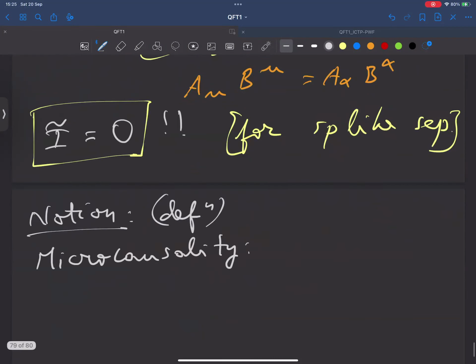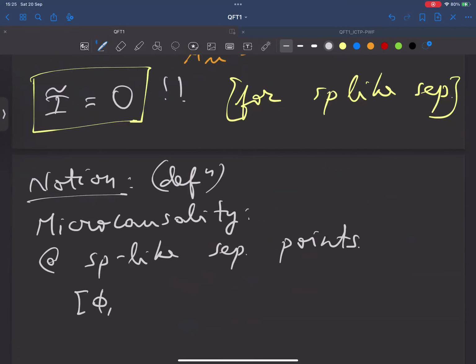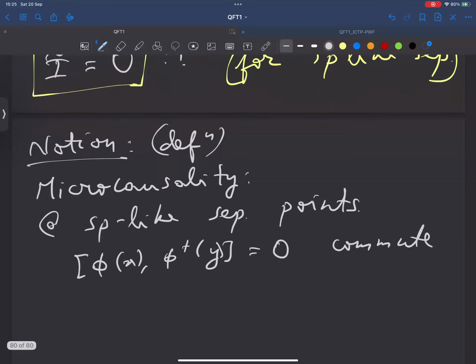So at space-like separated points, fields like phi x and phi dagger y, they commute. Because they commute, you can independently work with them when they are space-like separated. And now we will see how this ties up nicely to the particle-antiparticle picture.